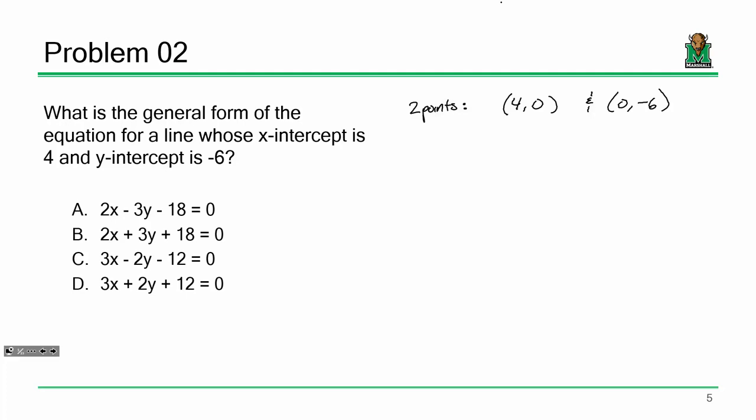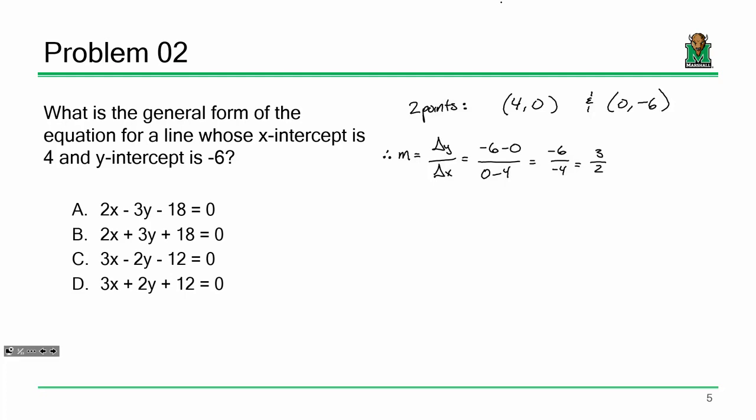So given those 2 points, what can I determine? The slope of the line. Therefore, m is change in y over change in x. And remember, you just got to be consistent. So what I'll say is the second value minus the first value, so negative 6 minus 0, over the second value minus the first value, 0 minus 4. Fair statement? So that's negative 6 over negative 4, which is 3/2.